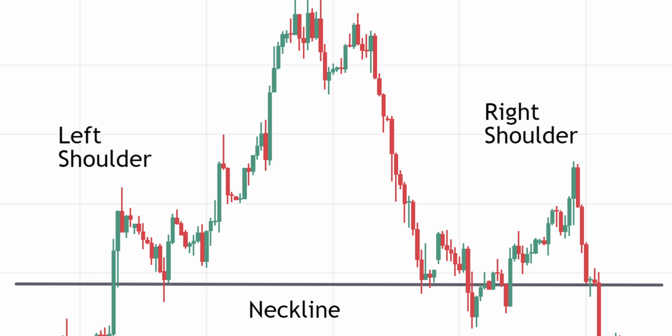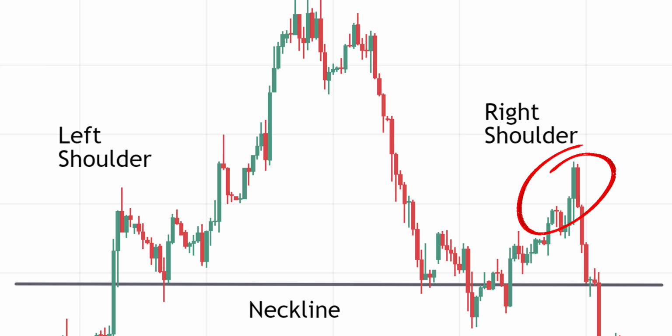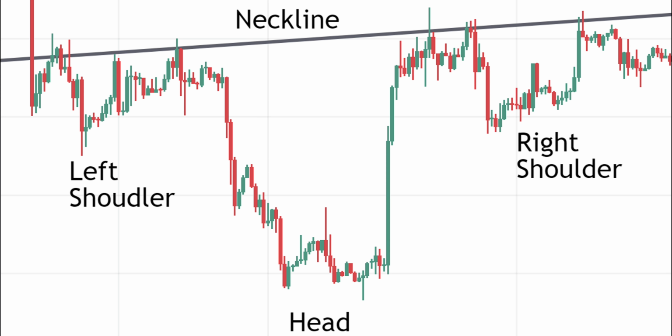Next is the head and shoulders pattern. This is one of the most reliable reversal patterns. It has 3 peaks: the left shoulder, a higher head, and then the right shoulder. Once the neckline is broken, the trend usually reverses. Inverse head and shoulders works the opposite way and signals a move up. Always wait for the neckline break before entering.